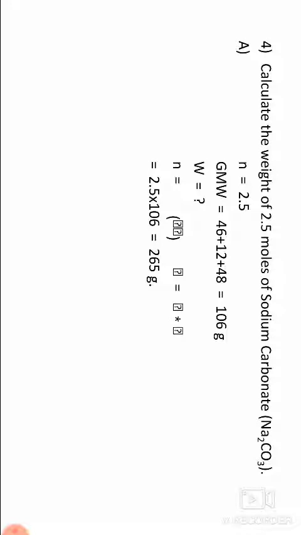This type of problems asked in mole concept, for calculating the problems, use the formula of mole concept, small n equals W by GMW. n equals number of moles, represented as small n. W equals weight of the compound, which is given in the problem, and for the gram molecular weight, whichever compound is given, calculate the gram molecular weight and then substitute.